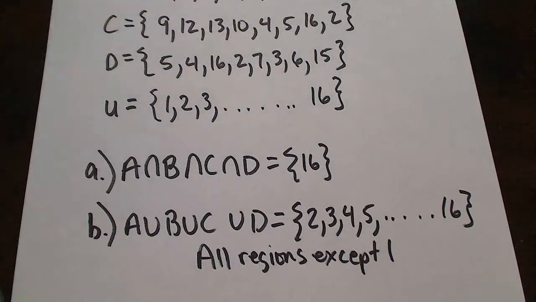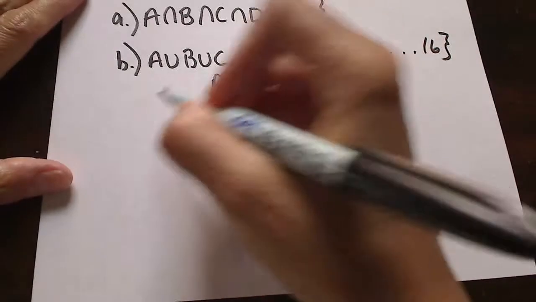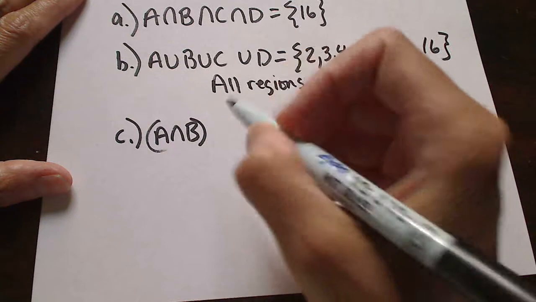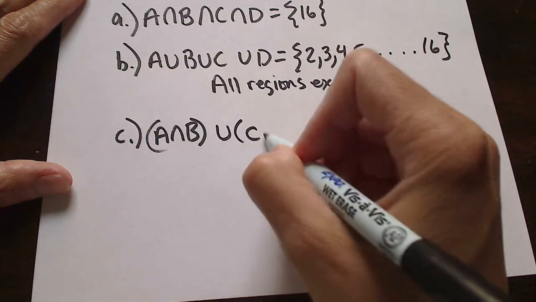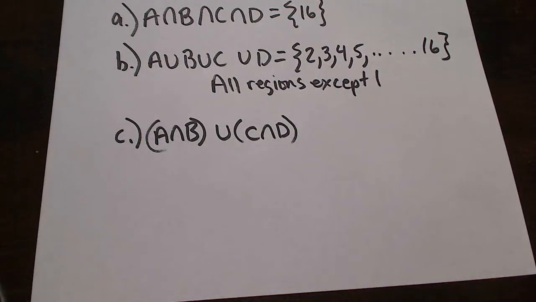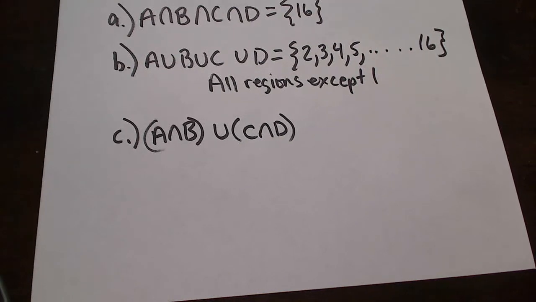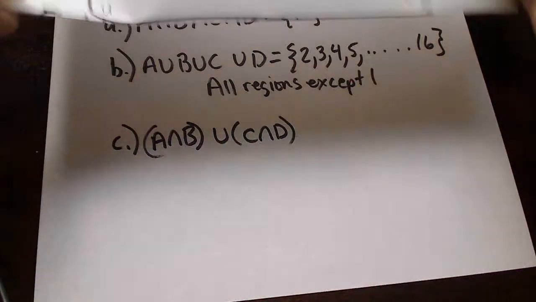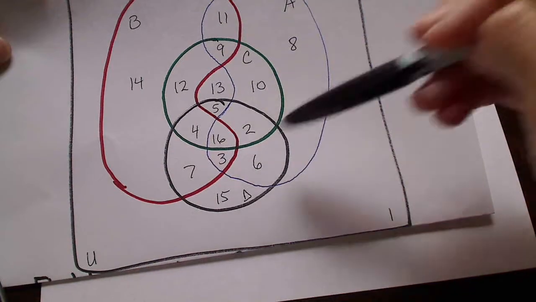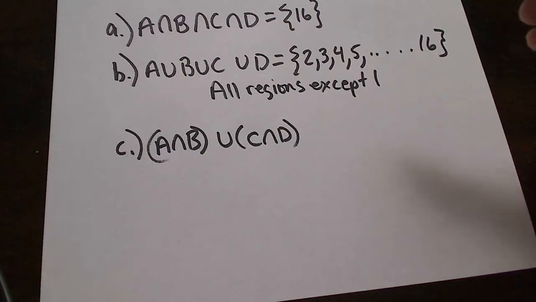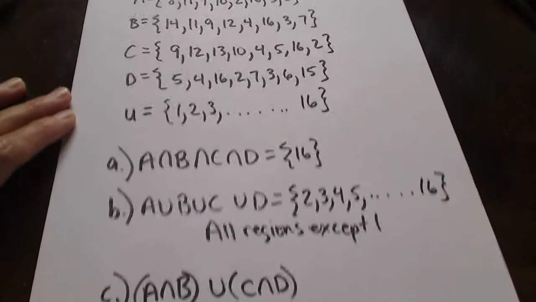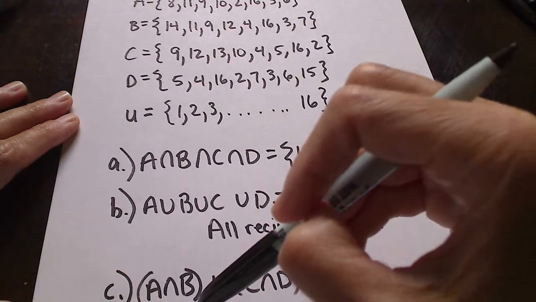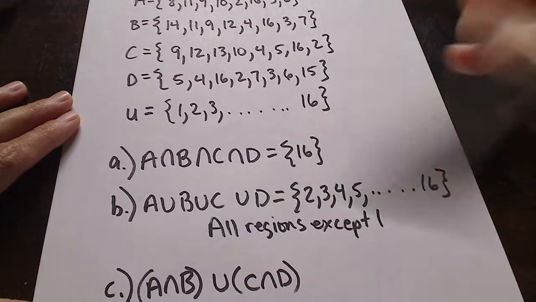All right, so part C, they are asking us to identify the intersection of A and B and then union that with the intersection of C and D. Okay, so this is an example, part C and part D are both examples of where it's just really cumbersome to look at this picture and try and figure that out. It's going to be much easier to look at the sets that we have identified here and work with it that way. So let's first identify the intersection of A and B.